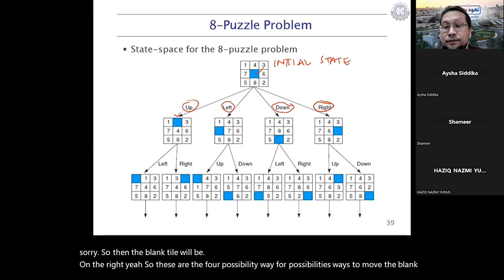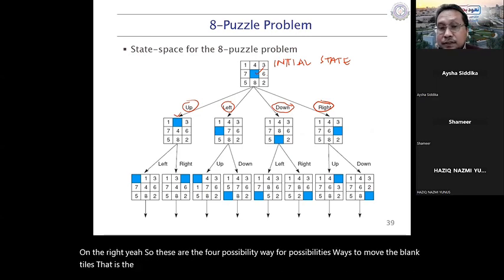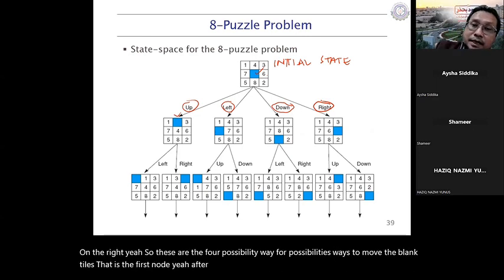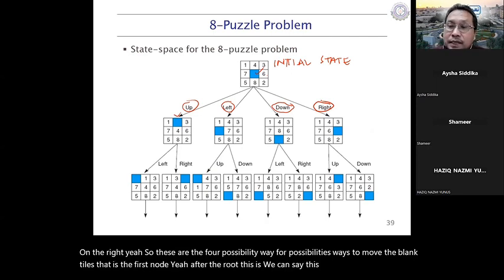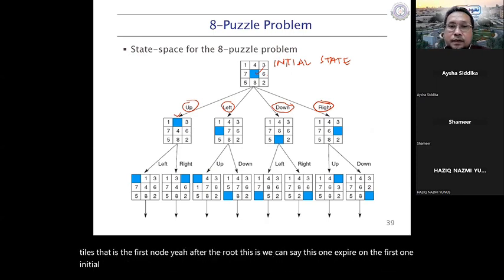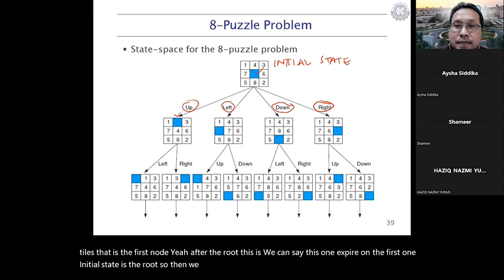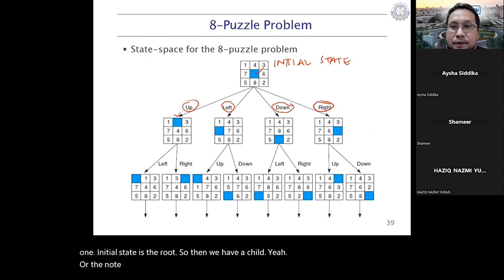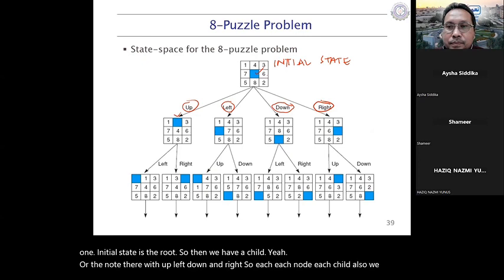And that is the first level of nodes after the root. We can say the initial state is the parent, the root. Then we have the nodes with up, left, down, and right. Each child can also have its own branches.